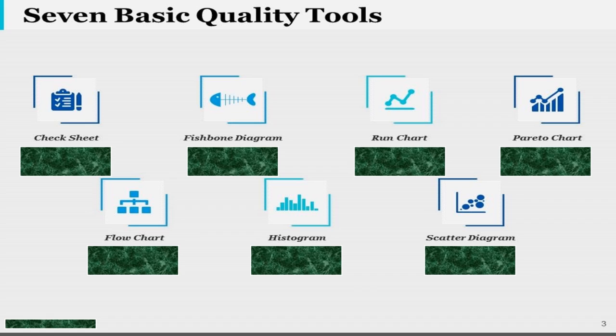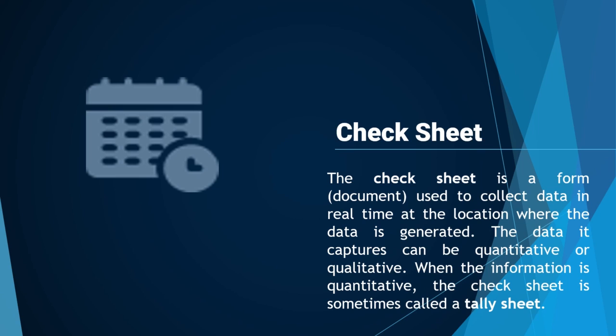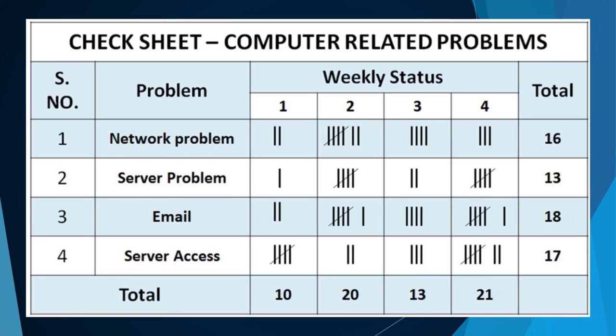Okay, so starting with the check sheet. It is a structured, prepared form for collecting and analyzing data, and it's a generic tool that can be adopted for a wide variety of purposes. In other words, a check sheet is a form or document used to collect data in real time at the location where the data is being generated. So this is an example of the check sheet.